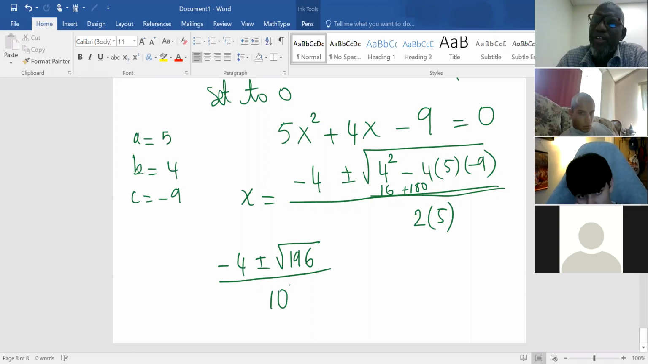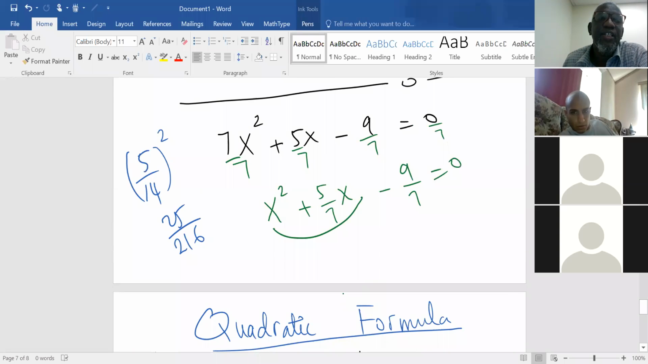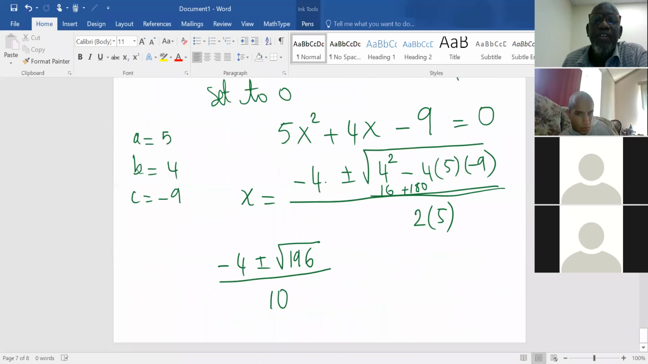Now, is 196 a perfect square? What is the square root of 196? It's either 13 or 14, I think. It's 14, by the way. I said 14 squared is not 216, it is 196. My bad. So this is 196. If the square root is a nice one, then you continue. If the square root is not a nice one, you can stop right here.